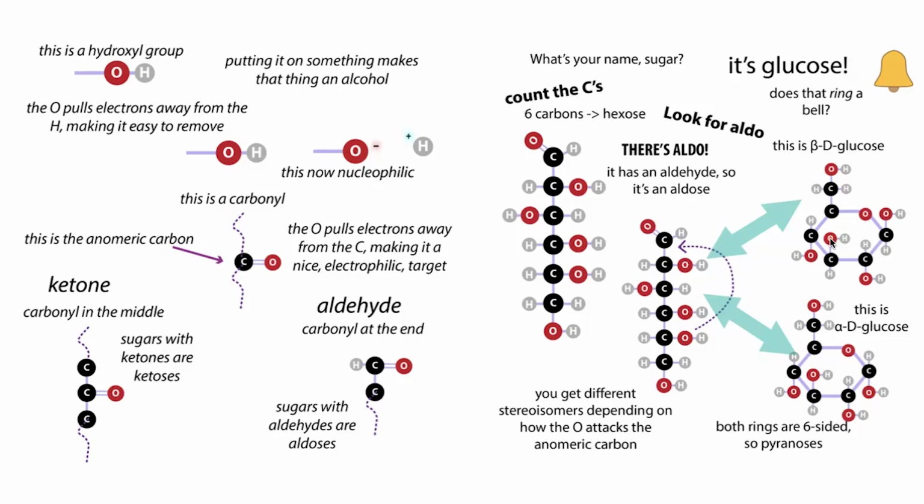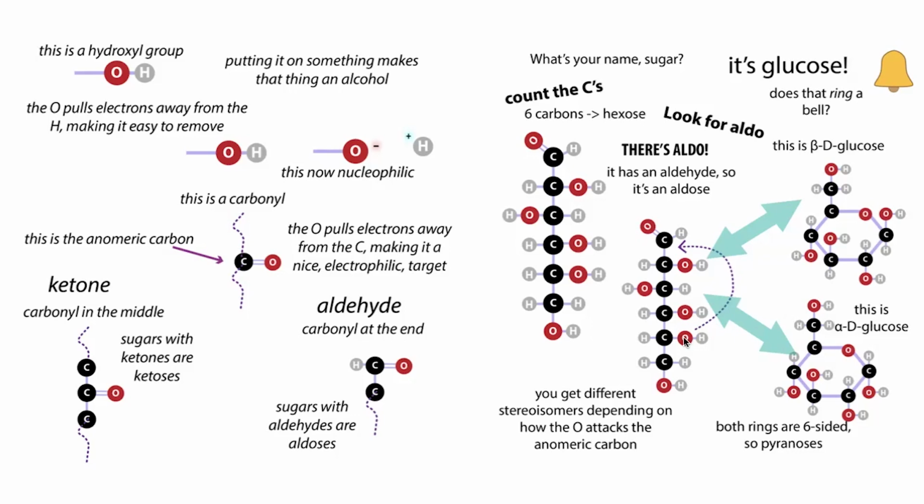Depending on whether it attacks from the bottom or from the top, you're going to have the part that's after it be sticking up or sticking down. And so if it's sticking up, we call it beta. So this would be beta. And if it's sticking down, we call it alpha. And these are different anomers. So this is the anomeric carbon. It gets attacked, we get different anomers.